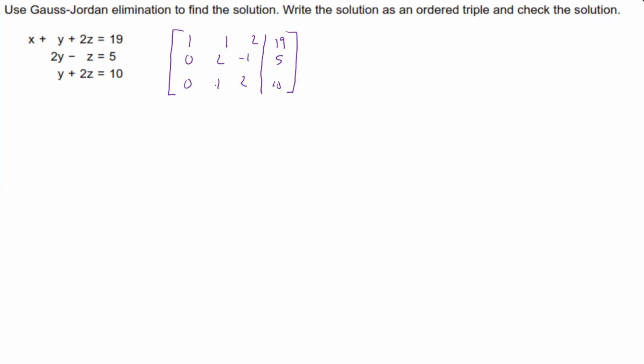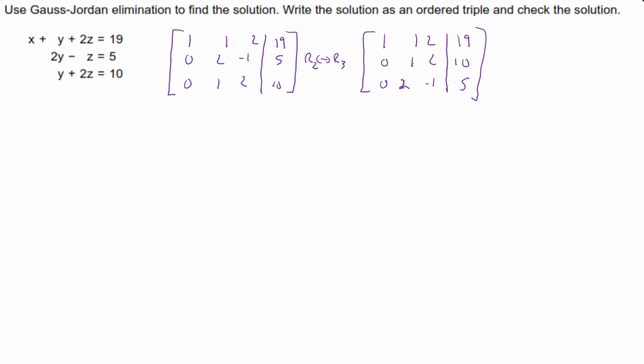So first things first, instead of dividing this by 2, I'm going to swap rows. I'm going to take row 2 and interchange it with row 3. So that gives me 1, 1, 2, 19. And then my third row becomes my second row, and my second row, 2, -1, 5, becomes the third row.